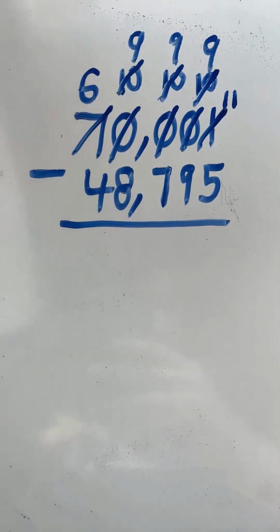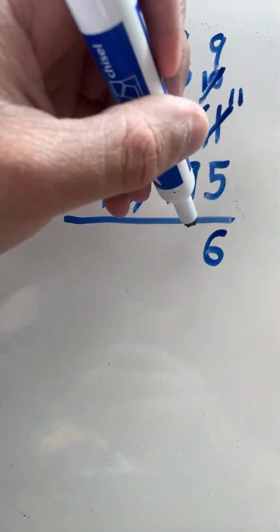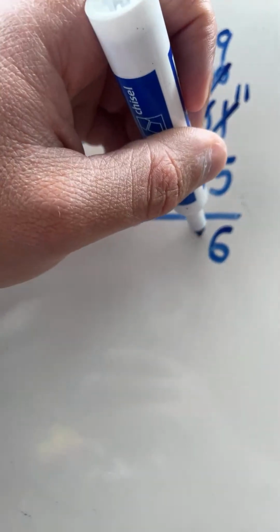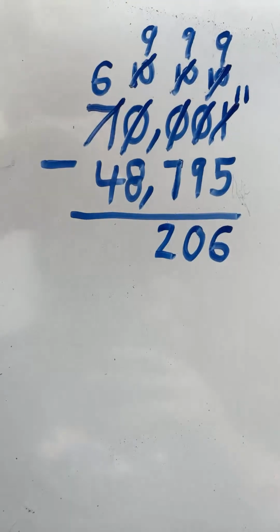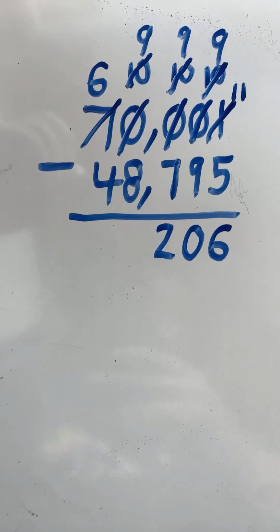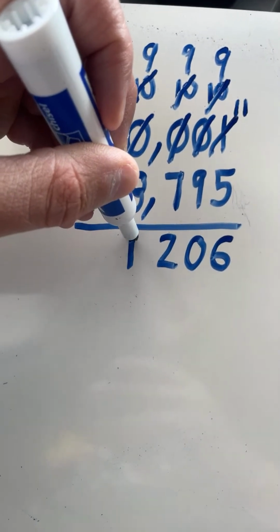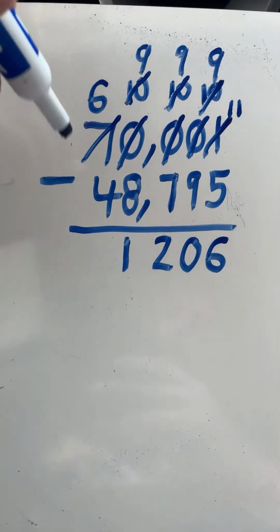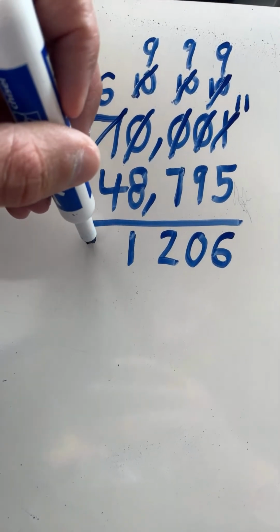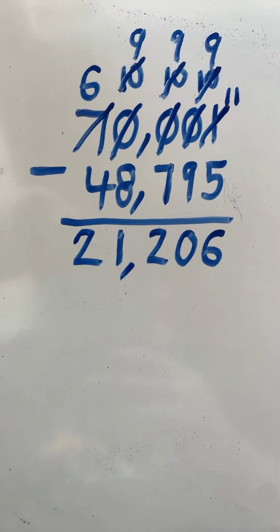All right, we are ready to subtract. So starting in the ones place, 11 minus 5 equals 6. 9 minus 9 equals 0. 9 minus 7 equals 2. 9 minus 8 equals 1. And 6 minus 4 equals 2. And we have our final answer.